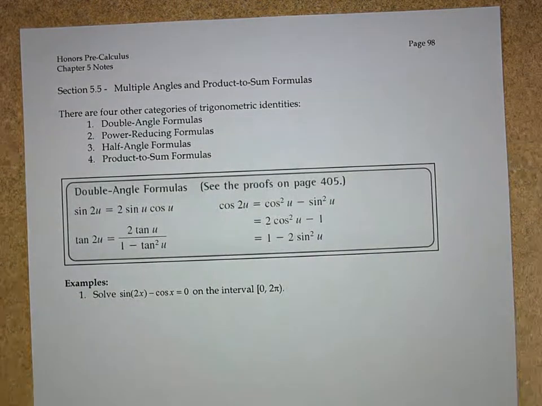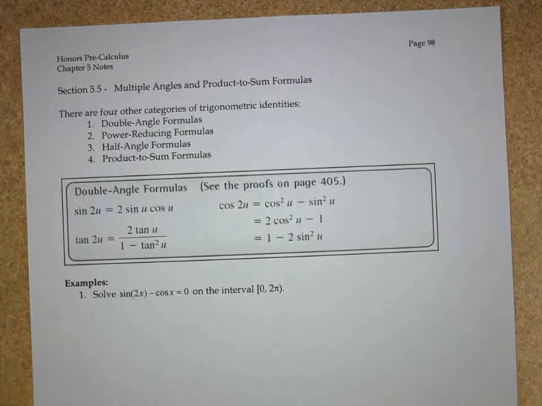The last section in this chapter deals with multiple angles and product to sum formulas. This section is going to deal with 2 thetas, 3 thetas, 4 thetas that are inside a sine, cosine, tangent. Or if I've got things that are being multiplied, like sine of x, cosine of x, how can I break that down into addition?